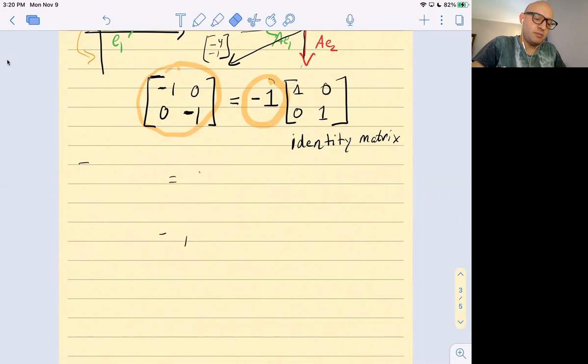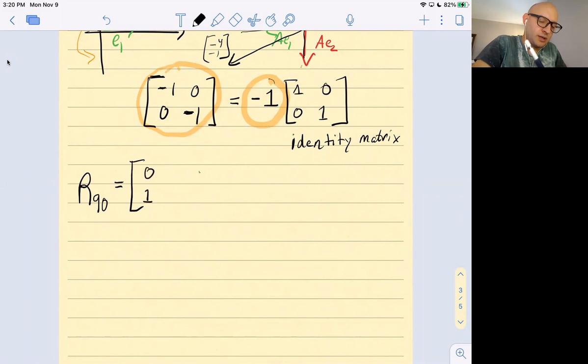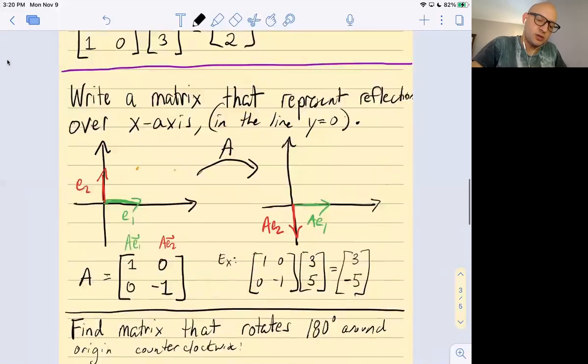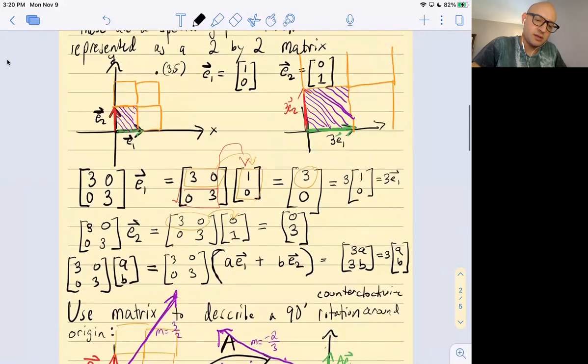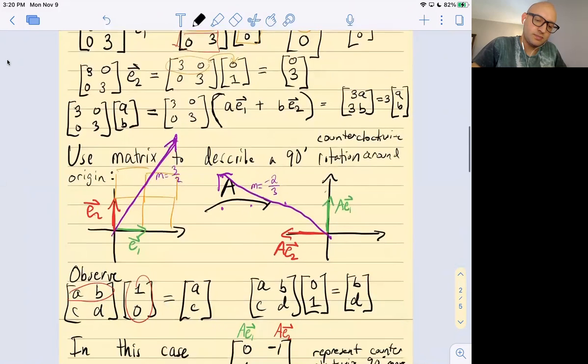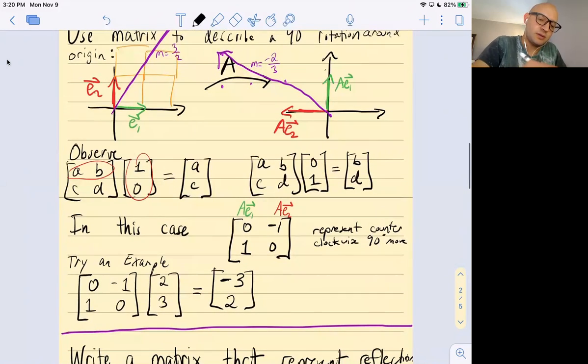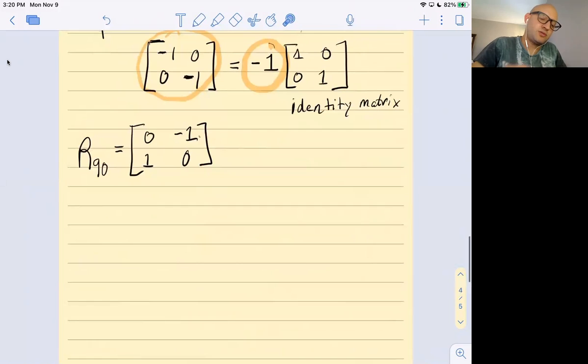We saw that the matrix for a 90-degree rotation, I'm going to write it R90, equals 0, 1, negative 1, 0. This was what we saw earlier. Where was it? Yeah, we saw it here. So this guy: 0, 1, negative 1, 0. So this was from earlier.